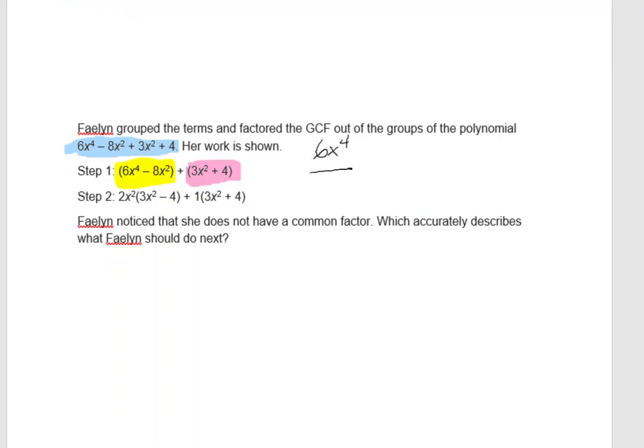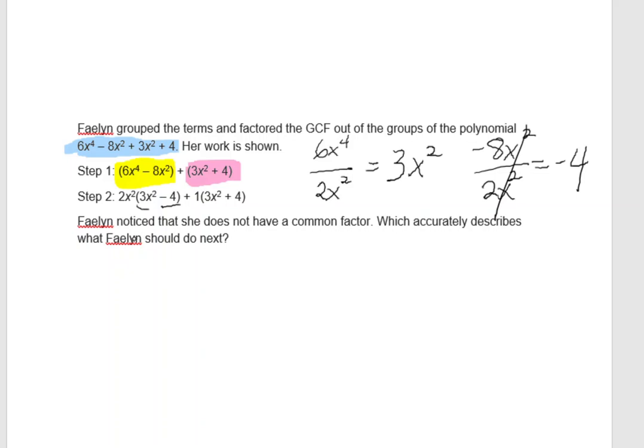6x to the 4th divided by 2x squared. 6 divided by 2 is 3. And x to the 4th divided by x squared, 4 minus 2, is x squared. So they have the 3x squared, right? And then we would do negative 8x squared divided by 2x squared. The x squareds cancel, leaving me with negative 8 divided by 2, which is negative 4. So that's correct. But then notice when you get over here to 3x squared plus 4, they don't both have an x, and 3 and 4 aren't divisible by anything other than 1, so they just have a 1 there.